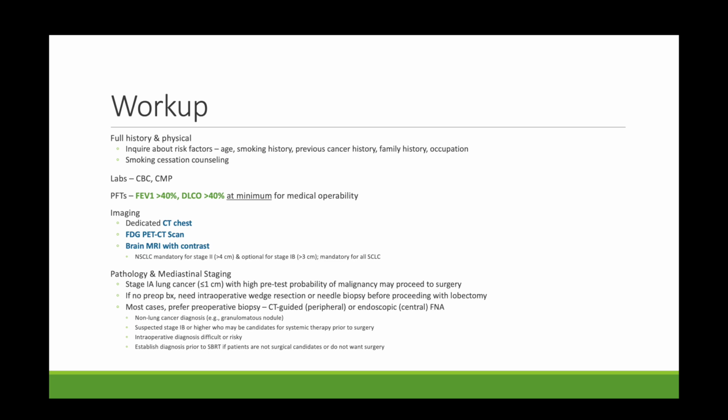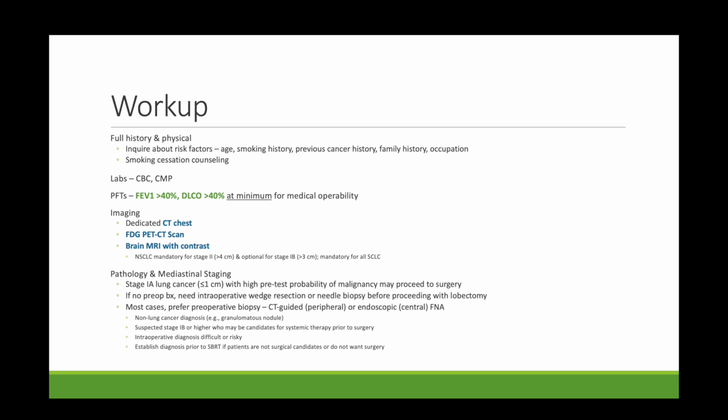If patients did not have a preoperative biopsy, then we try for an intraoperative wedge resection or a needle biopsy before committing them to a lobectomy. So that makes sense, right? If a patient's going to surgery and we don't yet have a tissue diagnosis of lung cancer, then we do a more minimal sampling before we commit them to taking out an entire lobe of their lung. And then in most cases, like I said, we are going to prefer a preoperative biopsy of some sort to help us with our treatment decisions.